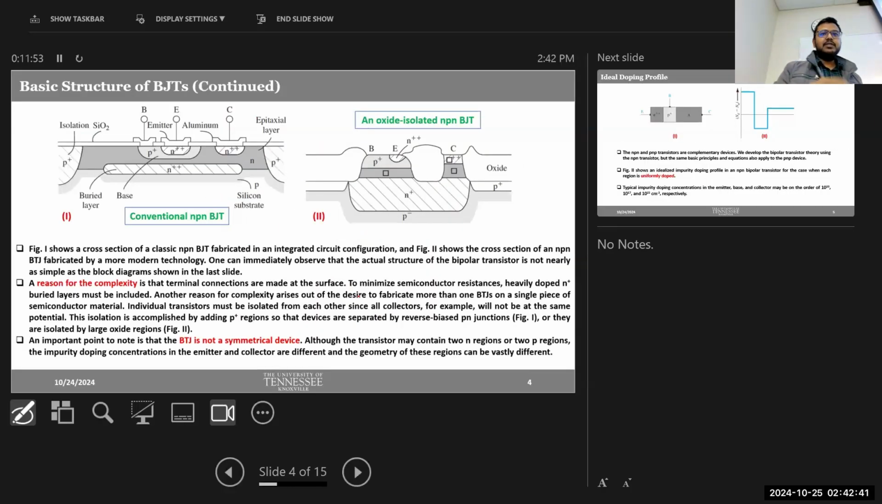So here, these two are the cross sections of fabricated BJTs, which are practical devices. And you can see that these structures are much more complex than the ones we saw in the last slide, right? In the last slide, those were just illustrations of the structure, and we could draw emitter, base, and collector, the three terminals, anywhere we wanted, right?